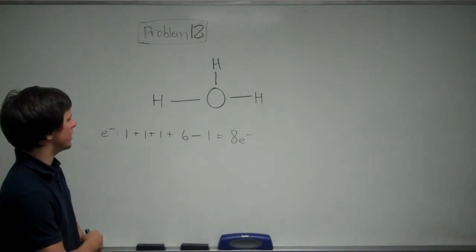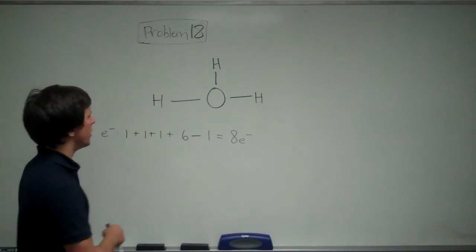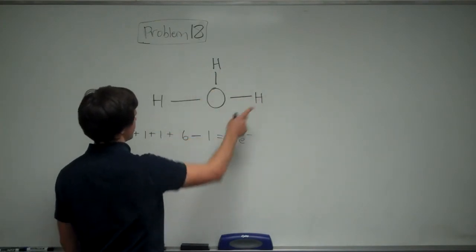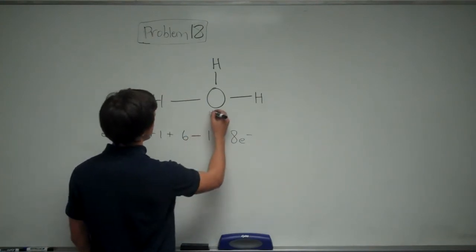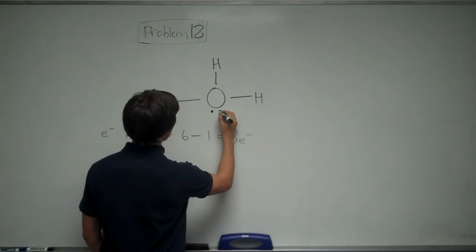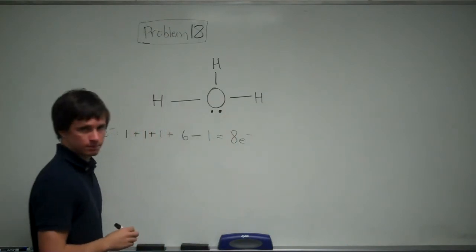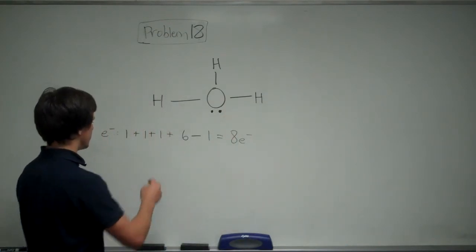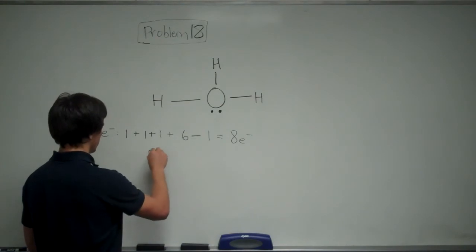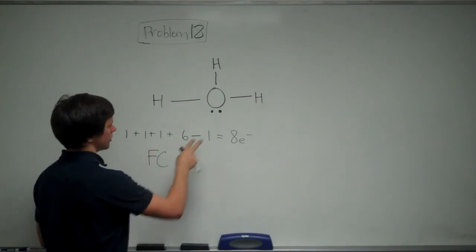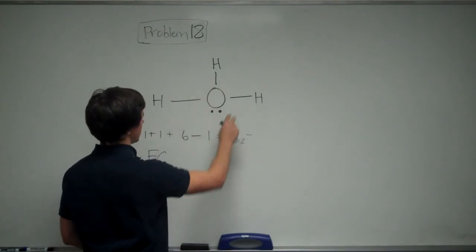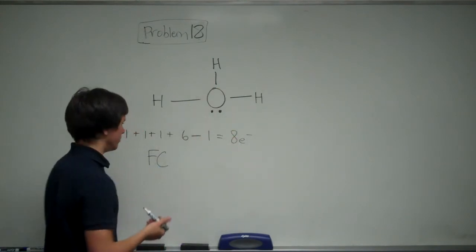So I have to put an extra pair of electrons somewhere. I can't put any lone pairs on the hydrogens. I can't put any double bonds to a hydrogen. So I have to put the last 2 electrons here on the oxygen. So now I can use a pretty simple formula for calculating the formal charge. Just to clarify, I've used 2, 4, 6, 8 electrons, which is what I was supposed to do.